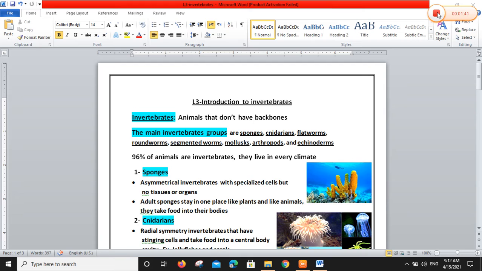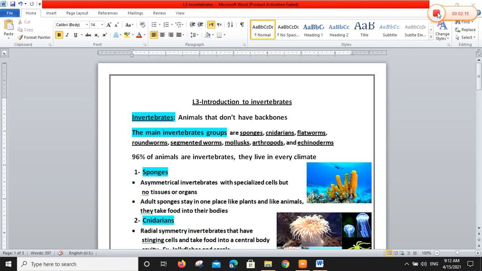Group 1, sponges, asymmetrical invertebrates. We mentioned in lesson 2 bilateral symmetry, which divides the body into 2 identical halves, and radial symmetry, where many imaginary lines can be drawn from the central point of the body. And there is no symmetry, or asymmetry, like sponges. I can't divide the body into 2 identical halves.